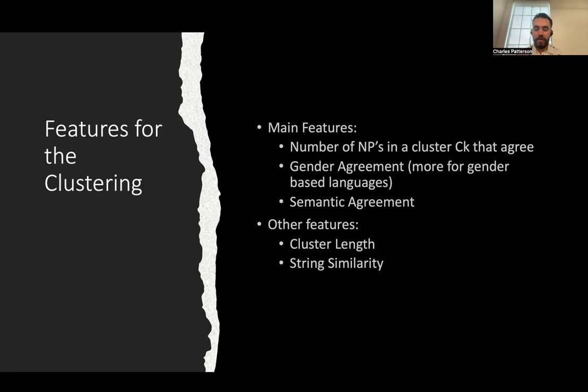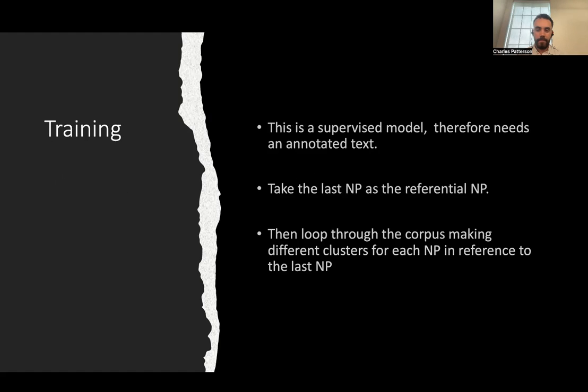Some additional features they suggested are cluster length, so how many noun prepositions are within any given cluster, and string similarity itself. So if the strings in those noun prepositions are more similar, then maybe you can cluster those together. It appears that I jumped the gun, and I've already talked about how we train the model. So again, you start from the back, you take your noun preposition, and then you work back, placing all the different noun prepositions into the various clusters.